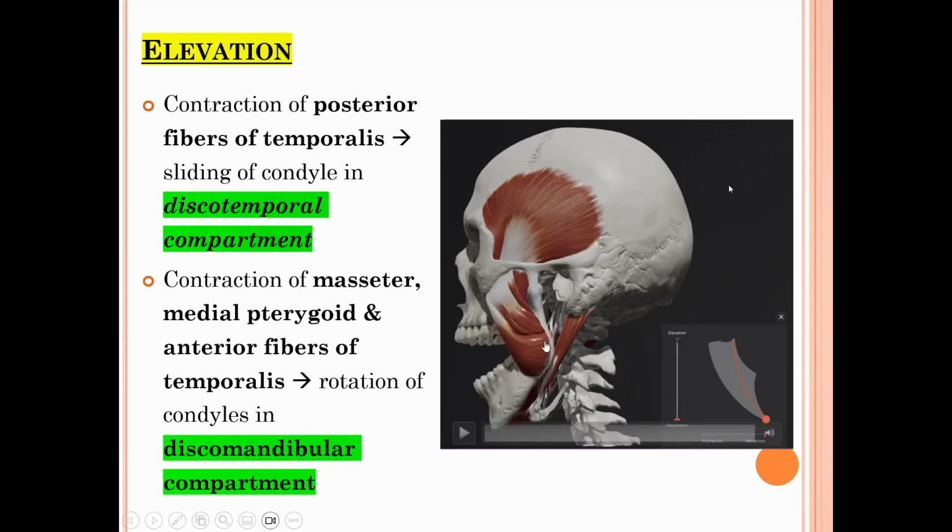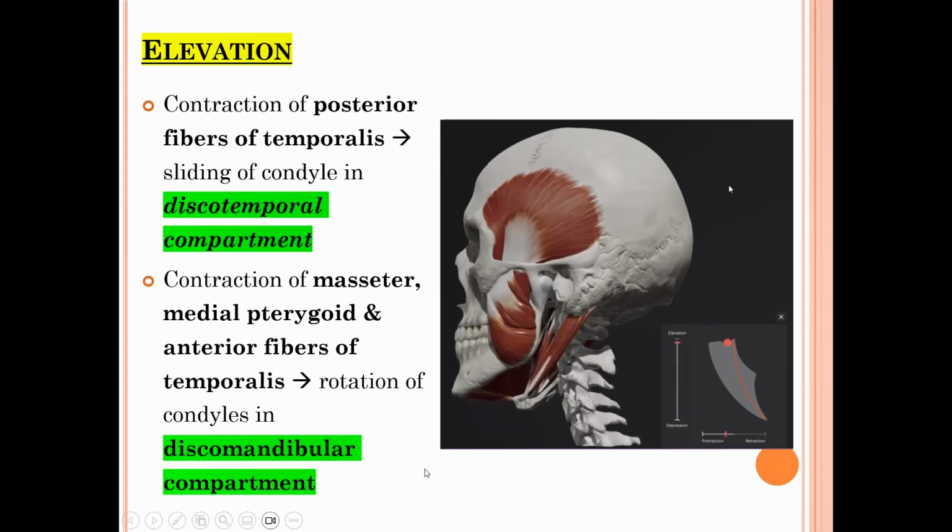Okay, you can see the masseter here, you can see the anterior fibers of the temporalis, and medial pterygoid fibers are not visible here. Okay, but they will be inserted on the inner or the medial surface of the ramus of the mandible. So now you can see here what movement you are seeing, that is elevation.